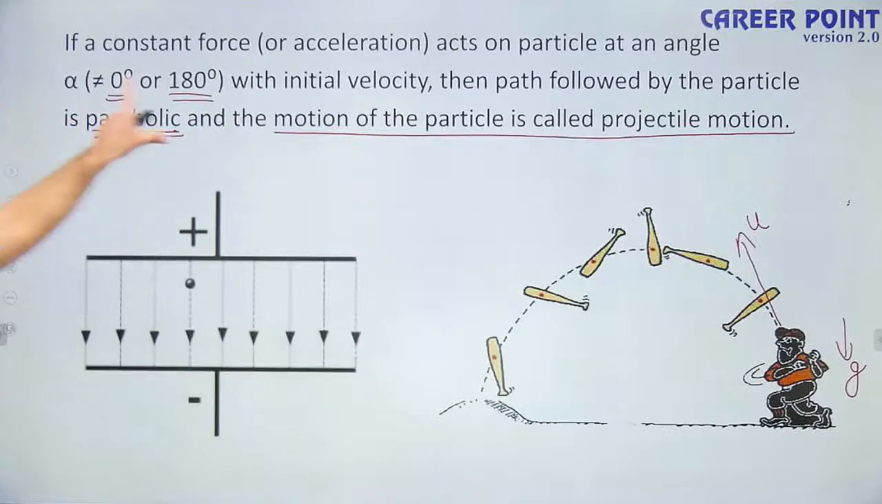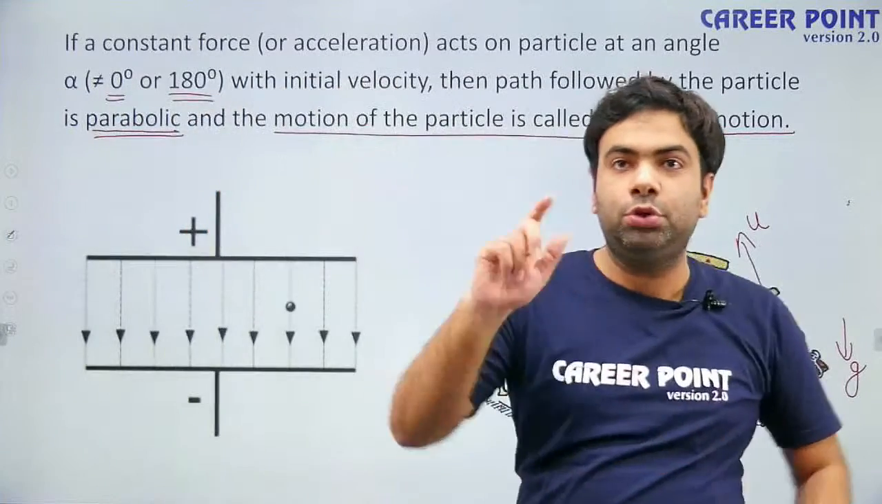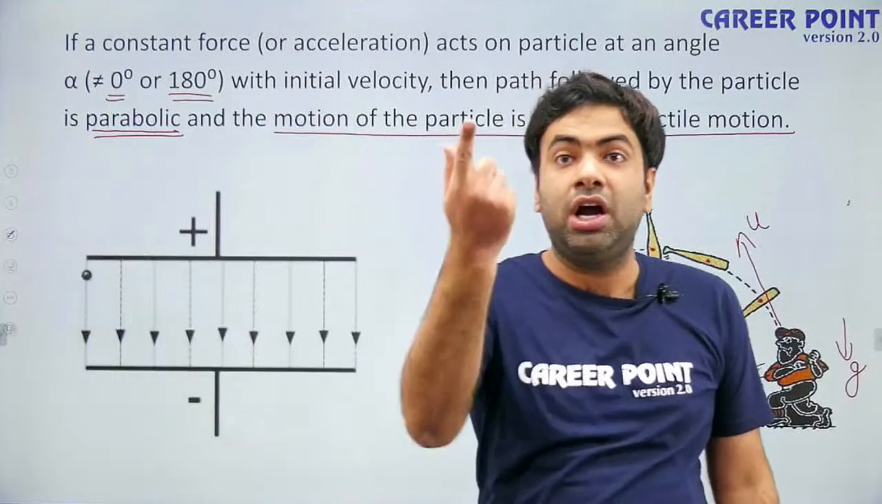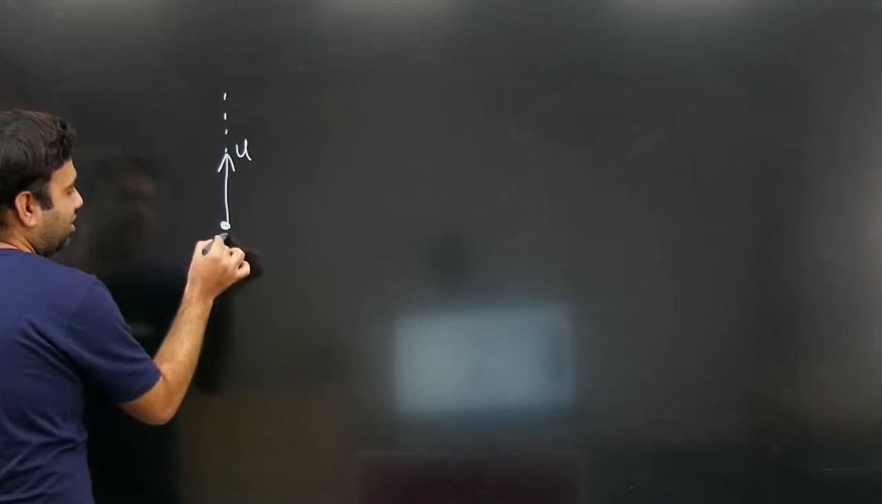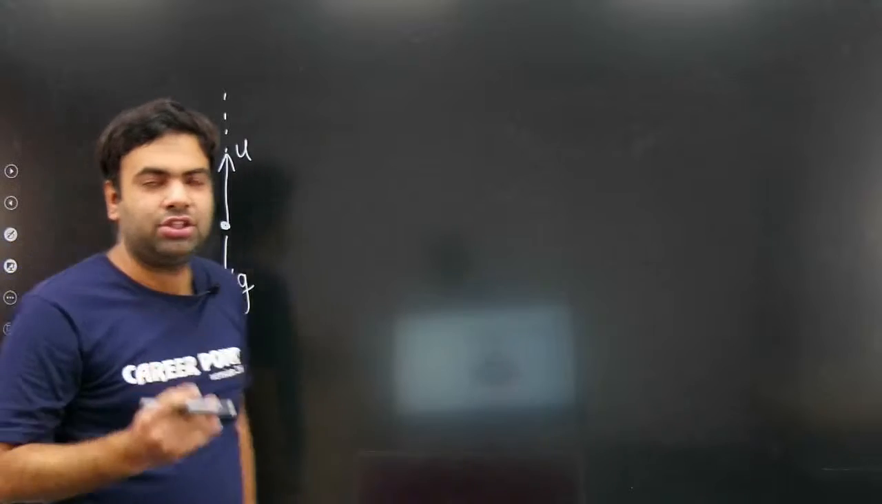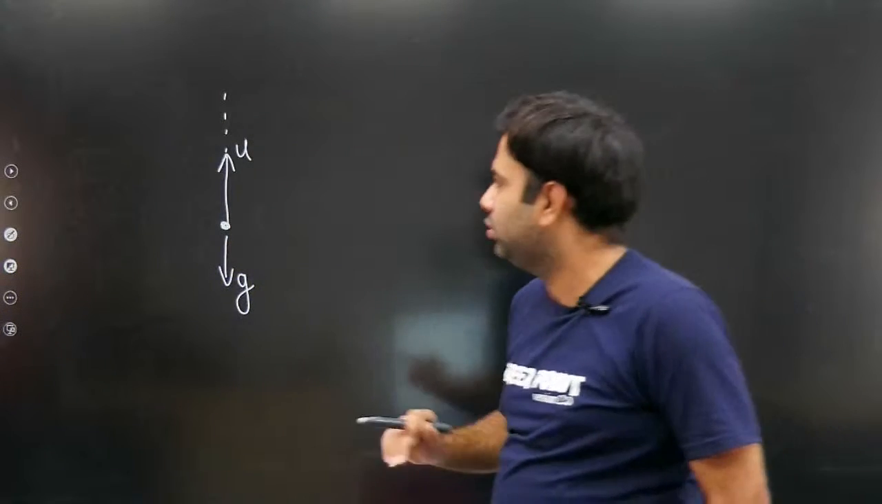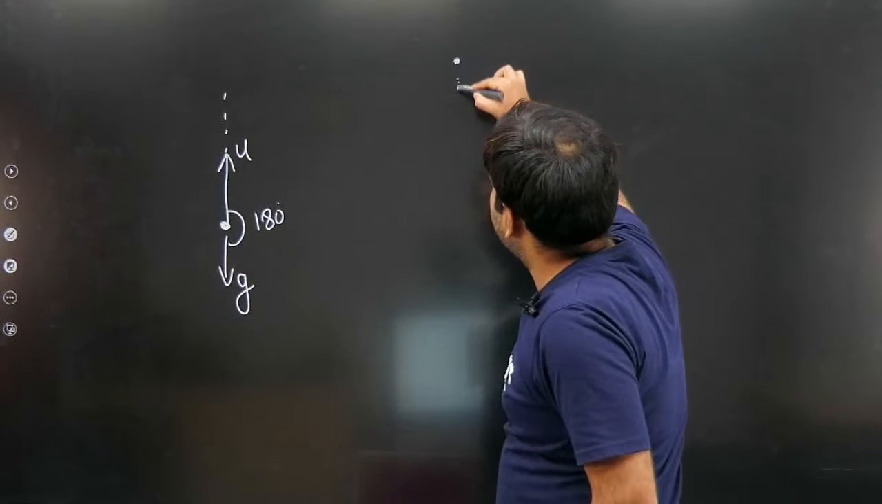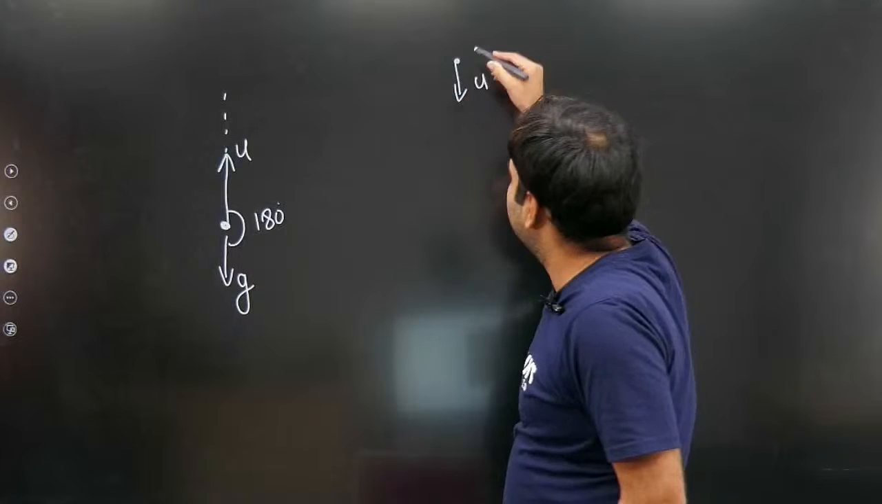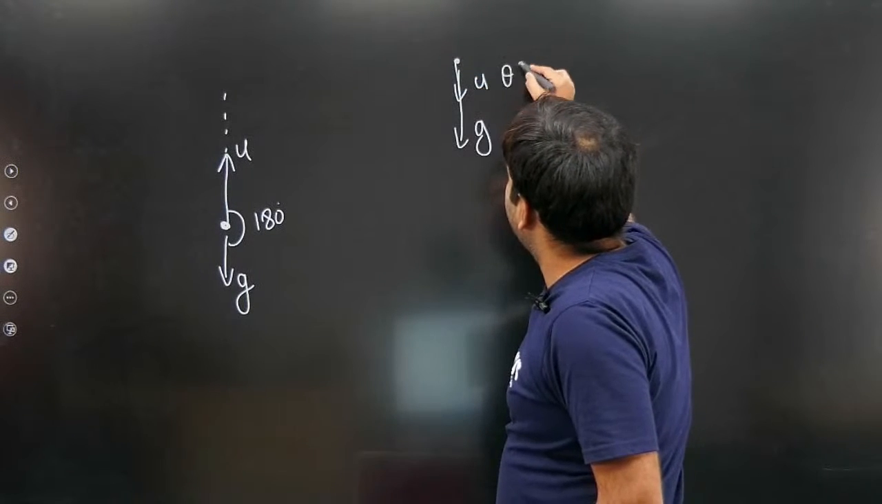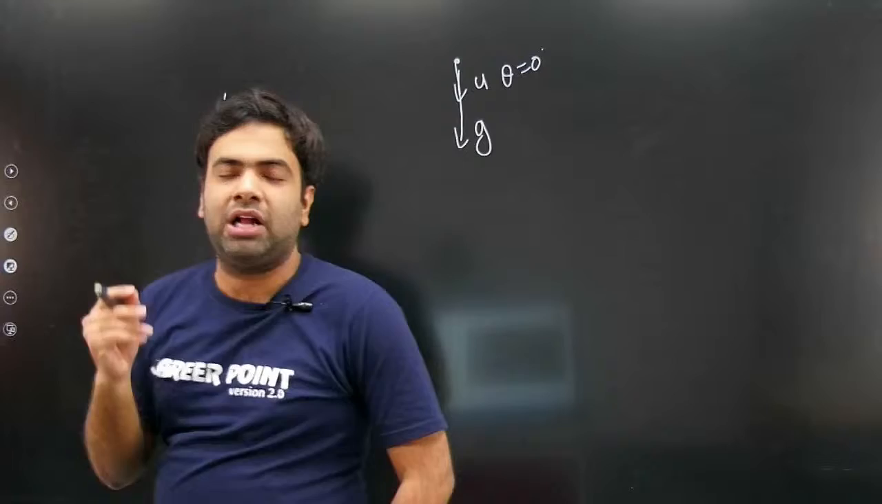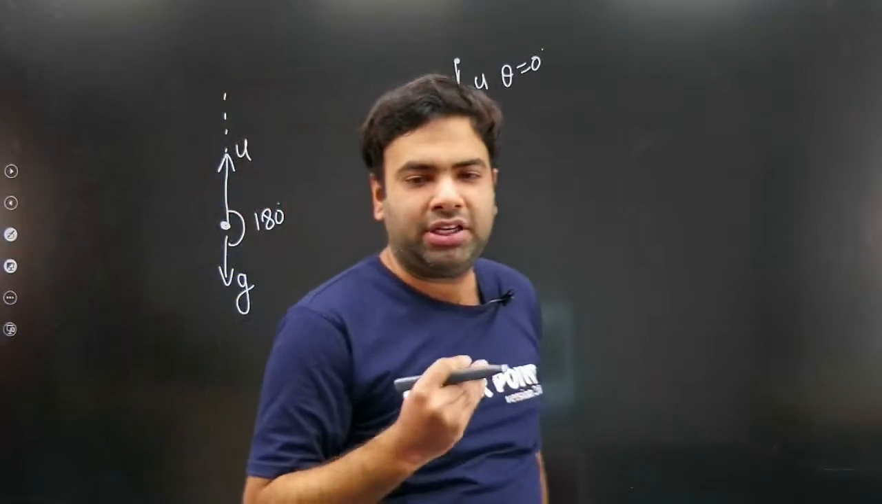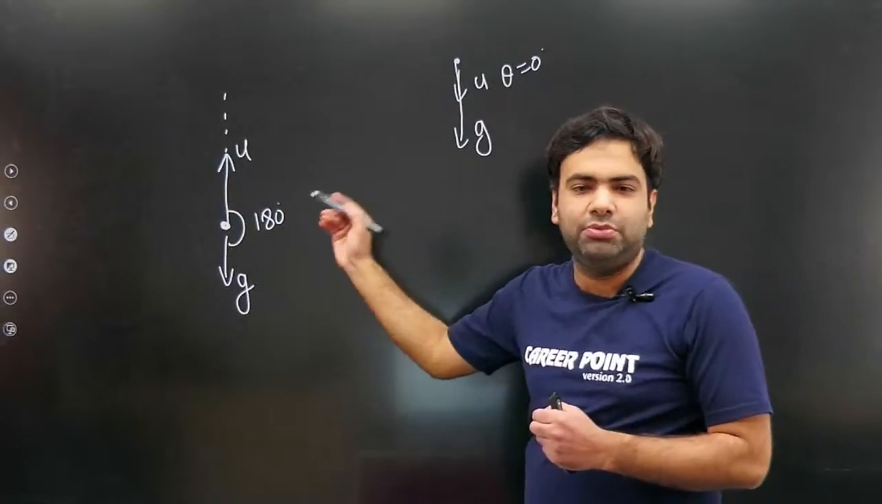See. So I think you got an idea what projectile motion is. If you throw any object vertically upward, as you can see, acceleration due to gravity is downward. The direction of acceleration due to gravity is always downward, as you know. So the angle between them is 180 degree. Or if you throw any object vertically downward from some height, acceleration due to gravity is downward, so the angle between them is 0 degree. In these cases, the particle will not have parabolic motion. In these cases, the particle will have only straight line motion.